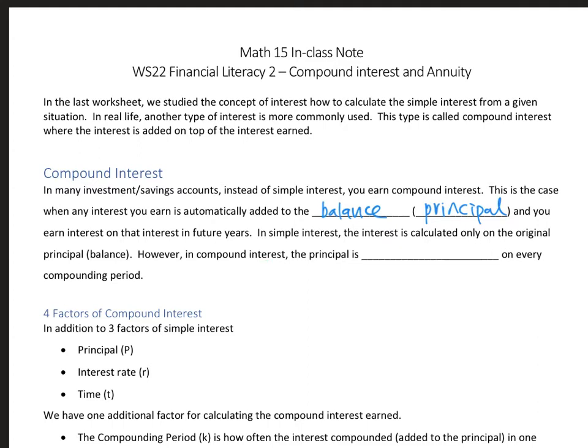In simple interest, interest is calculated only on the original balance, or the principal, right? However, in compound interest, the principal is recalculated on every compounding period. We'll talk about it in more detail, but like every year, they'll recalculate your balance. So next year, your balance is going to be higher, so you'll get more interest on that. All right, let's look at more detail here.